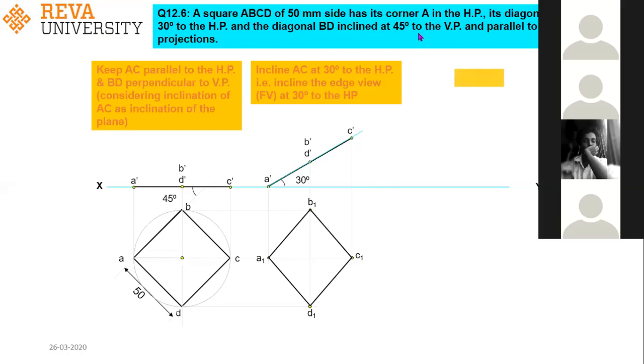So diagonal BD is inclined at an angle of 45 degrees to VP. That means I have to draw one line here at 45 degrees, because it says that at the third position, the same plane makes an angle of 45 degrees to VP. And parallel to HP is not the condition required for us. Let's forget about it. 45 degrees to VP.